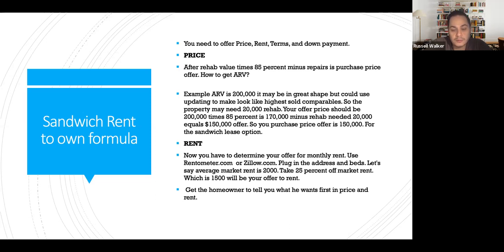So we try to meet the owner at the property right away. If you're doing it virtually, you want to call the owner right away and try to make an offer over the phone. Or if you're local nearby, you want to call the owner and maybe set an appointment to meet the owner as soon as possible. So get the homeowner to tell you the price first and the rent. Because what if your max offer is 150 and you're about to offer 140, and then the owner really wants only 120, right? So it's important that you do that.